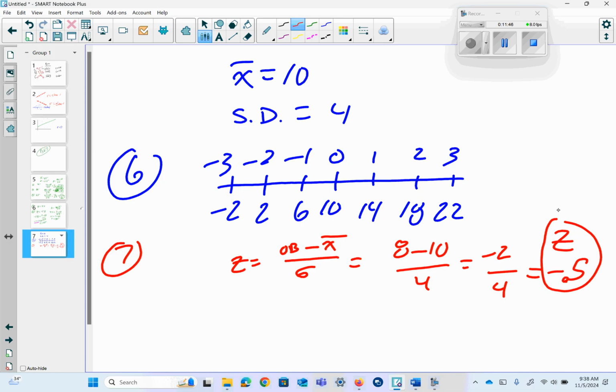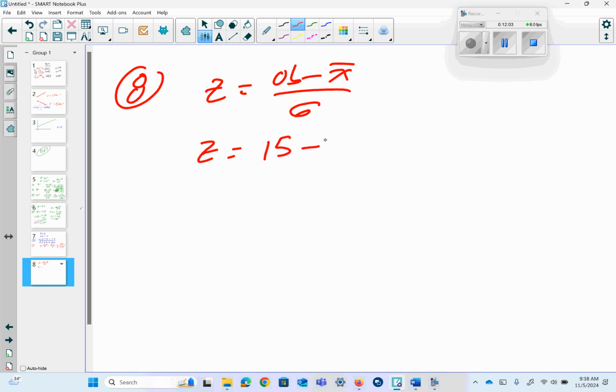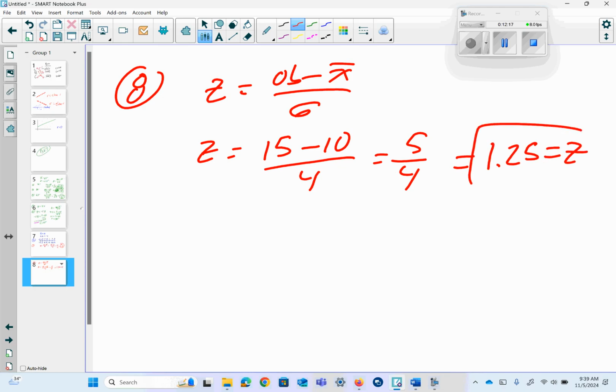All right, number 8 says, what was the z-score for 2008, which the annual return was 15%? Wow, 15% return, that's pretty good. So again, my z-score is observed minus mean over standard deviation. So we have 15 minus 10, over 4. That's 5 over 4, which is 1.25. So it's 1.25 standard deviations above the average. And hopefully what I teach today is going to start pulling some of these things together.